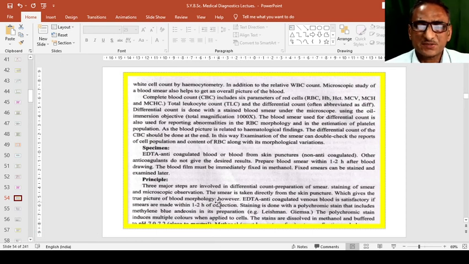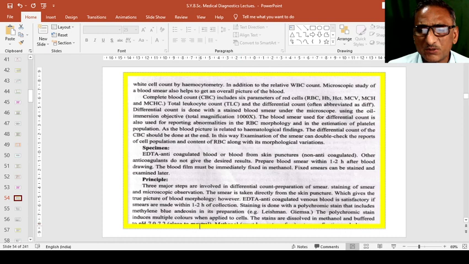Three major steps are involved in the differential count of WBC. The smear is taken directly from the skin puncture, which gives the true picture of blood morphology. However, EDTA anticoagulant venous blood is satisfactory if smears are made within 1 to 2 hours of collection. Then staining is done with a polychromatic stain that includes multiple colors, including methylene blue and eosin in its preparation, or Leishman's or Giemsa stain can be used.